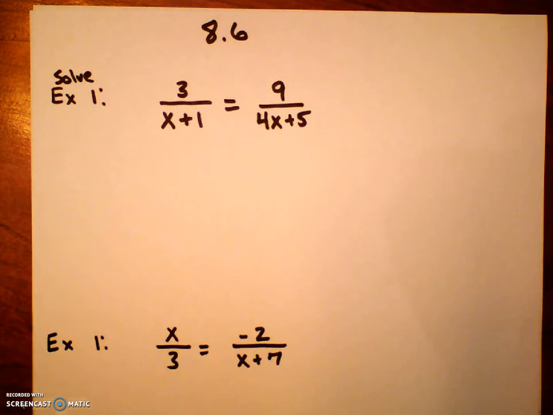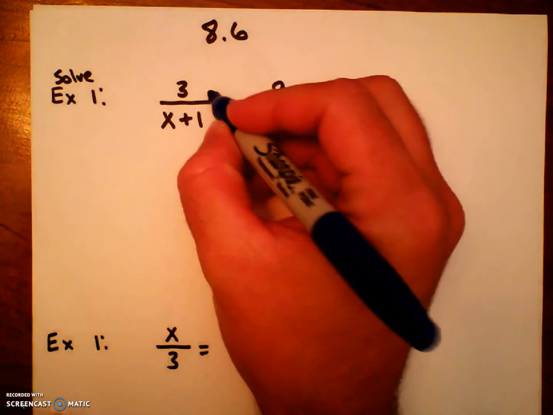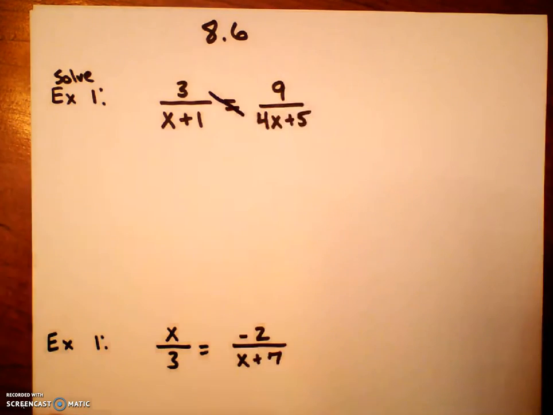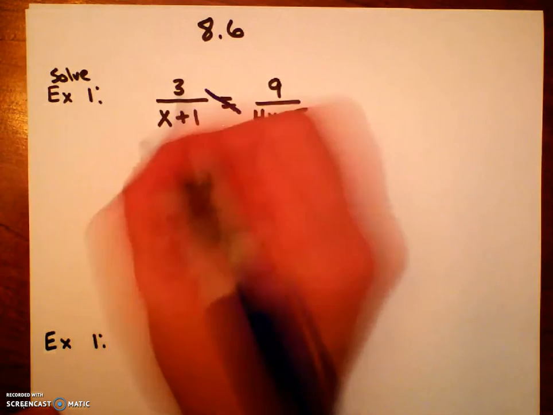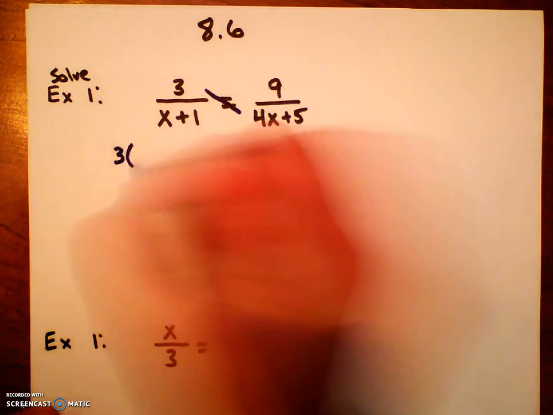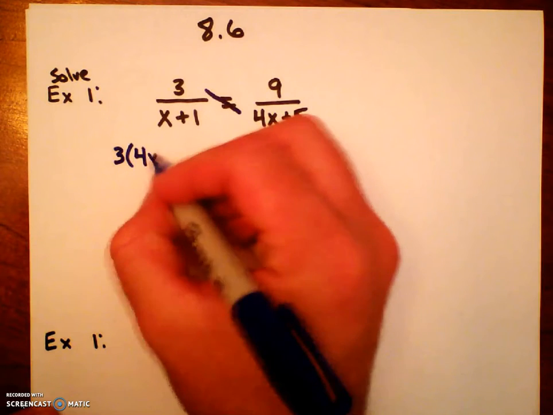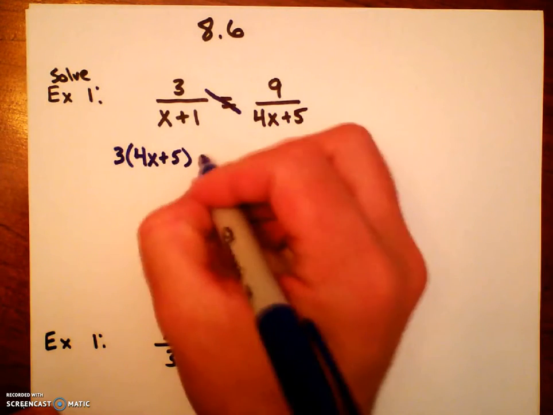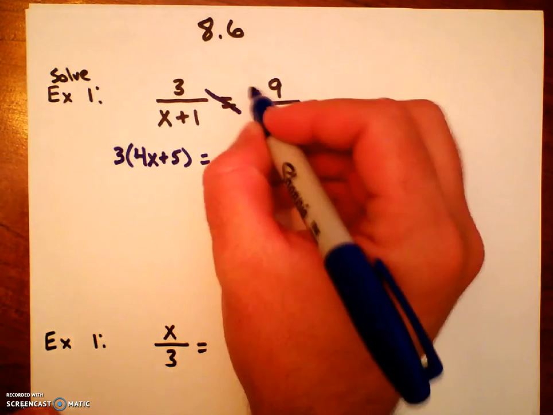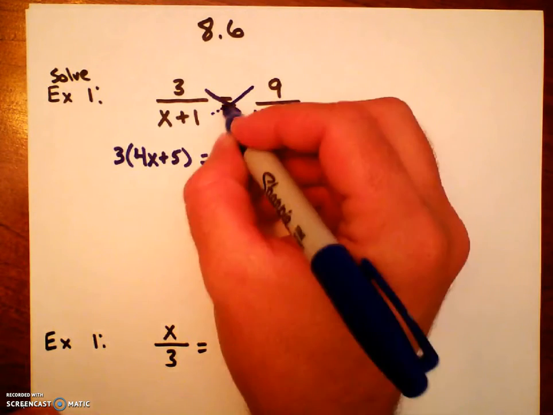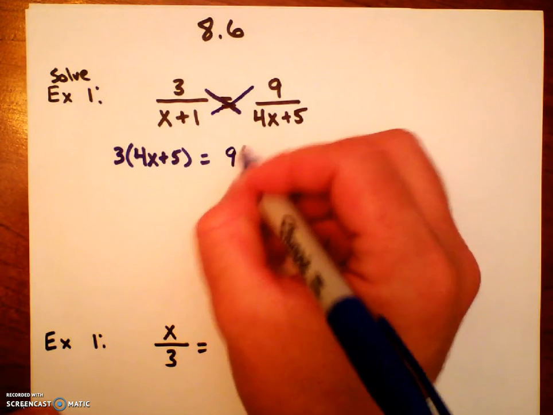equal to each other. So we can use the same properties we learned in Algebra 1, which is to solve by cross multiplying. So what we're going to do is we're going to multiply the top left and the bottom right. So we'll take the 3, and we'll multiply it to the 4x plus 5. And then we'll do the same thing with the top right and the bottom left. We'll multiply those. So it'll be 9 times x plus 1.